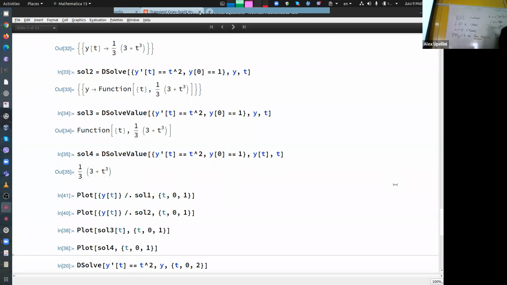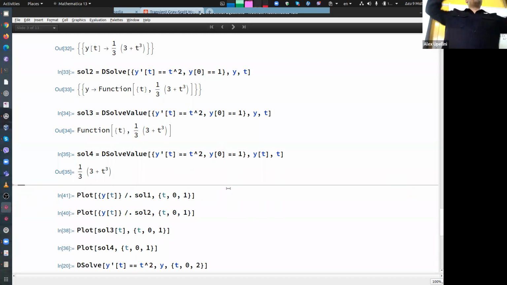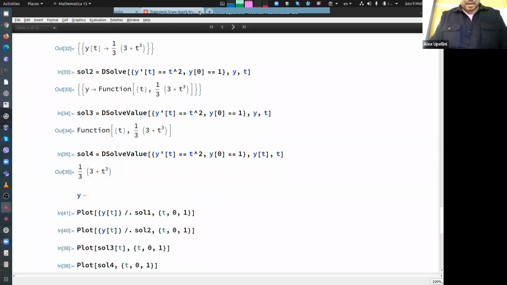Let's do that first, and then we come back to that. If you have a formula, which is the equation here, the equation is y prime of t equals t squared. Okay? This is my differential equation. And now I want to know if the solution I get satisfies this differential equation.